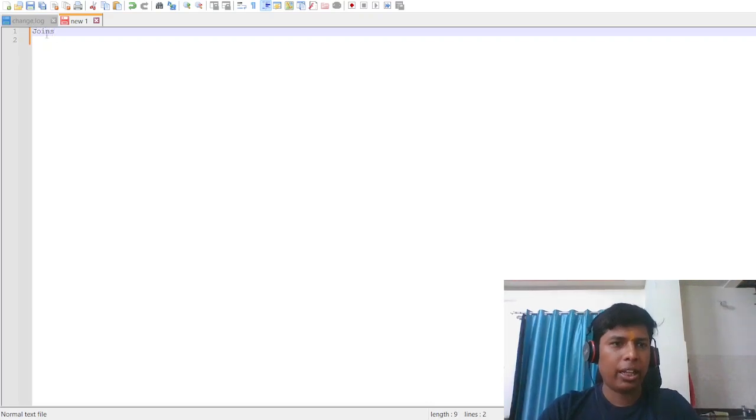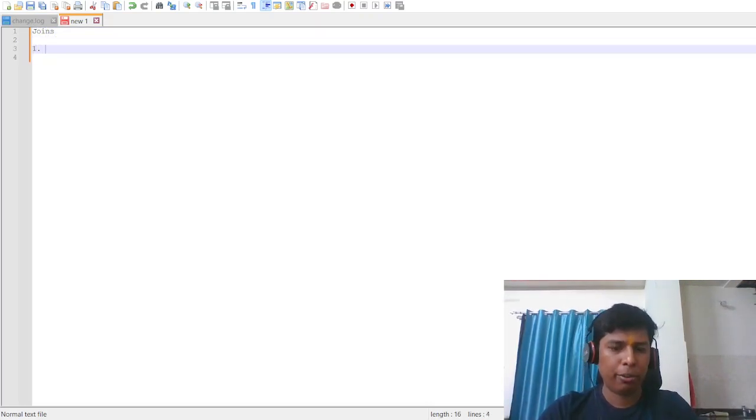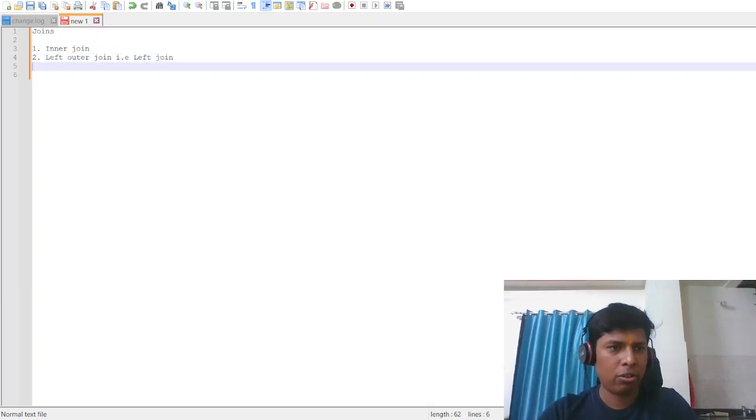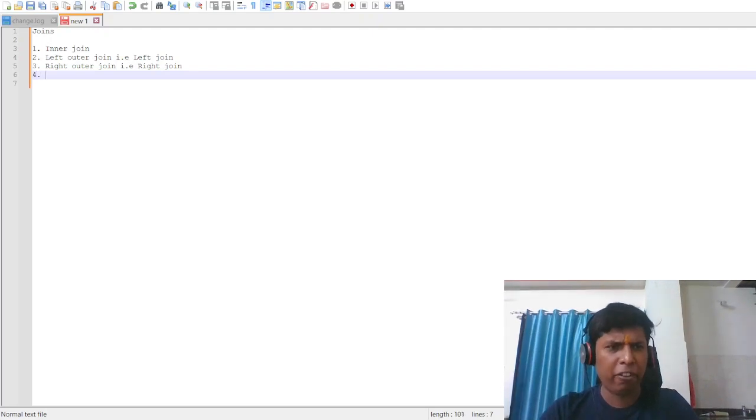So basically in SQL there are mainly four types of joins that you should remember. First is inner join, second is left outer join, and it is also referred to as only left join. So don't get confused that there is any difference. Third is right outer join, that is also referred to as right join. And the last one, that is not very frequently used but still you should know it, is full outer join.